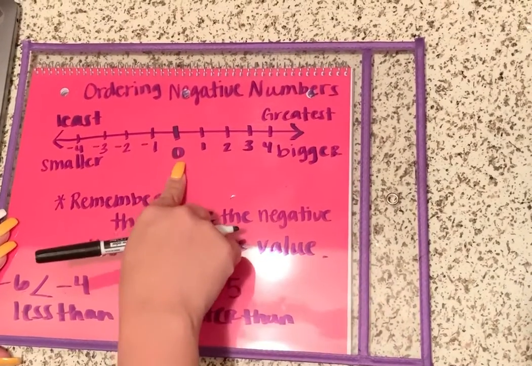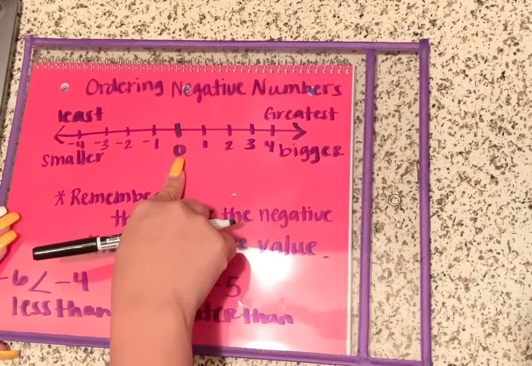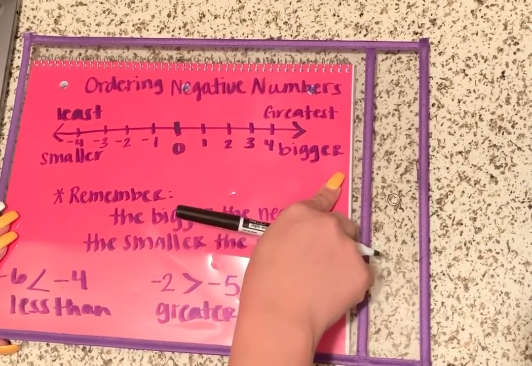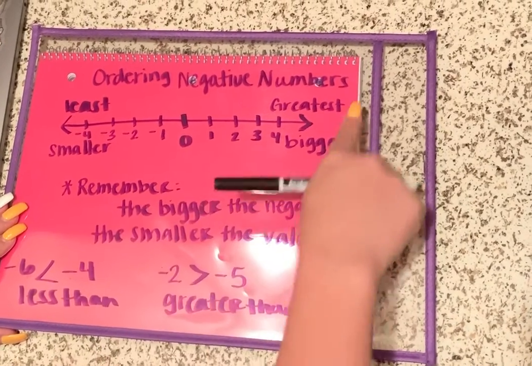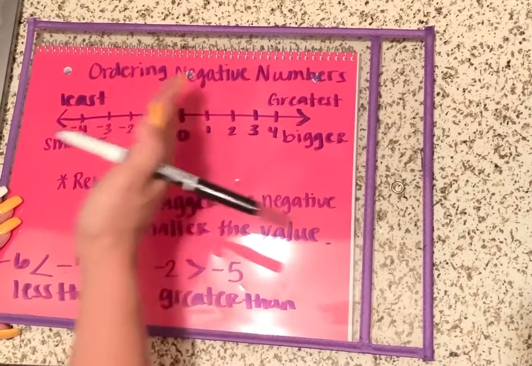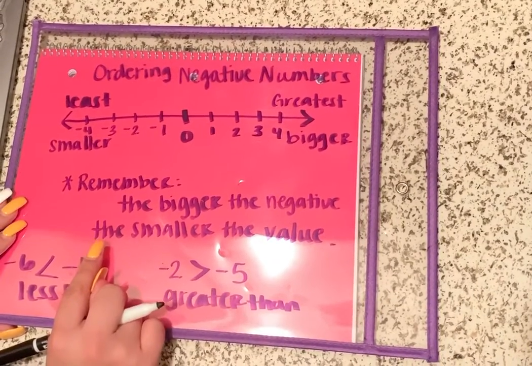So I first put a number line here. A quick review of the number line is the 0 is our starting point. Everything to the right of 0 is bigger. Everything to the left of 0 is smaller. Also knowing that everything to the right is greatest, and as you get further to the left, it's least. Big thing to remember is the bigger the negative, the smaller the value.